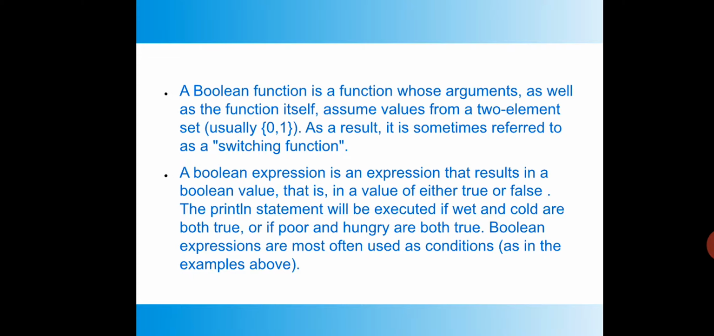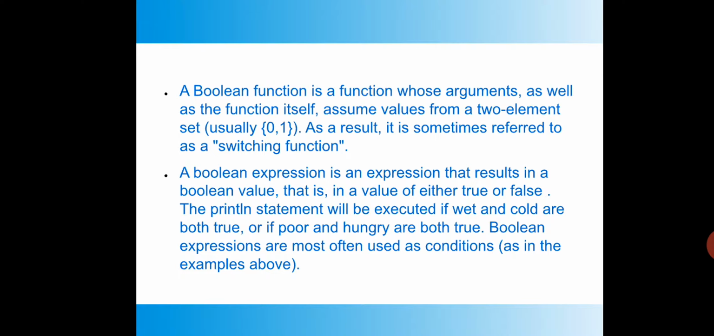Now the next thing is that a Boolean expression is an expression that results in a Boolean value, that is, a value of either true or false. When you talk about Boolean things in a computer system, it is either true or false. In the same fashion, if you want to represent true or false with numbers, you can go for 0 or 1, isn't it? Either 0 or 1, in the same fashion, either true or false. That is the reason why we say it is a Boolean value.